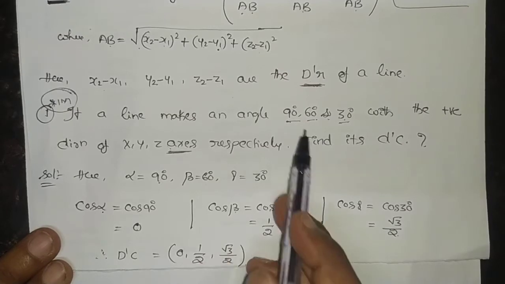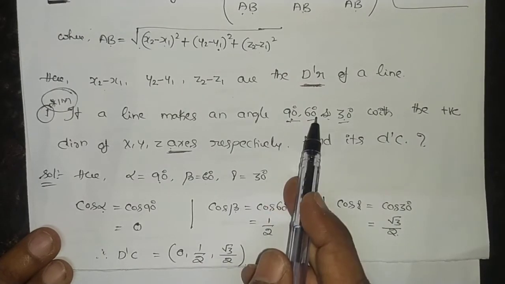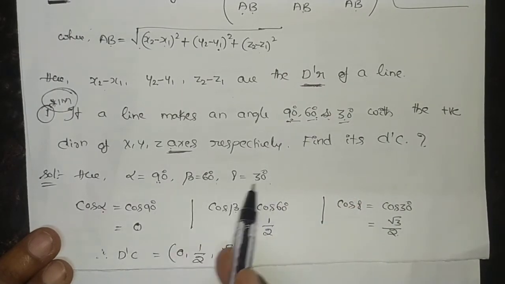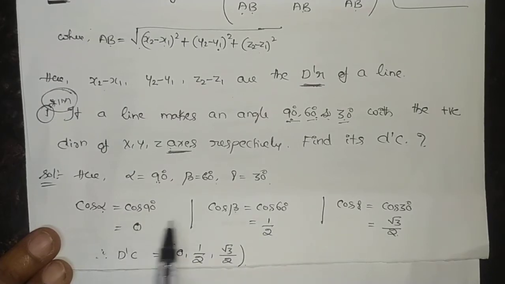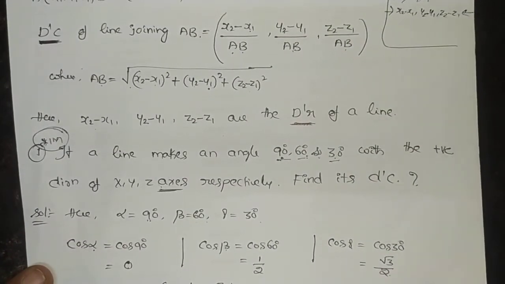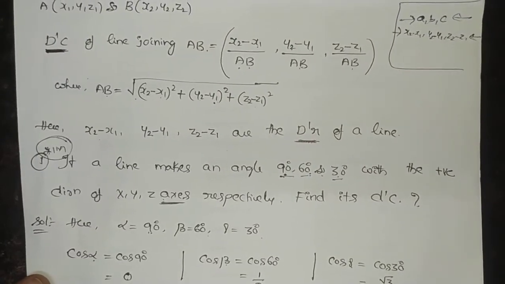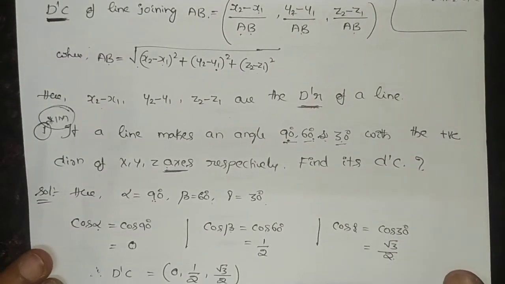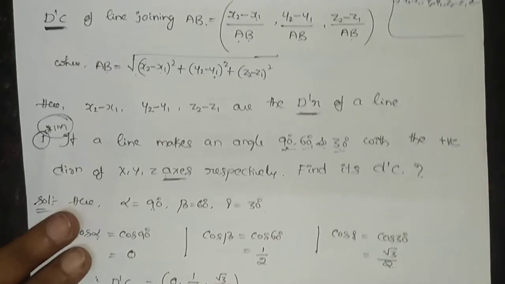Understand? Once again, angles are given: 90 degrees, 60 degrees, 30 degrees. Apply cos. That's it. Finally we get the direction cosines. Understand? Next let us move on to the next question.